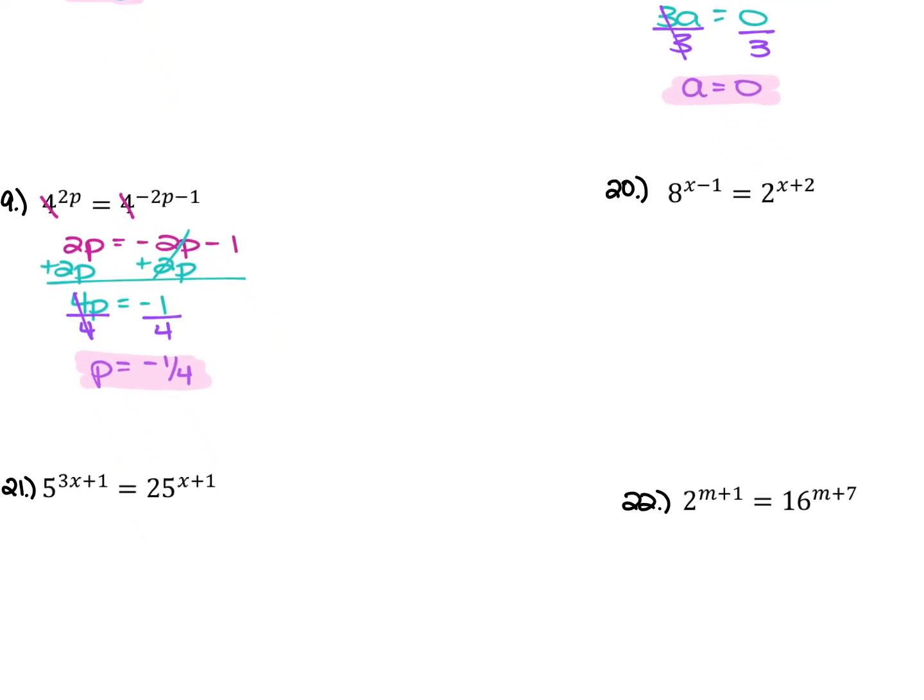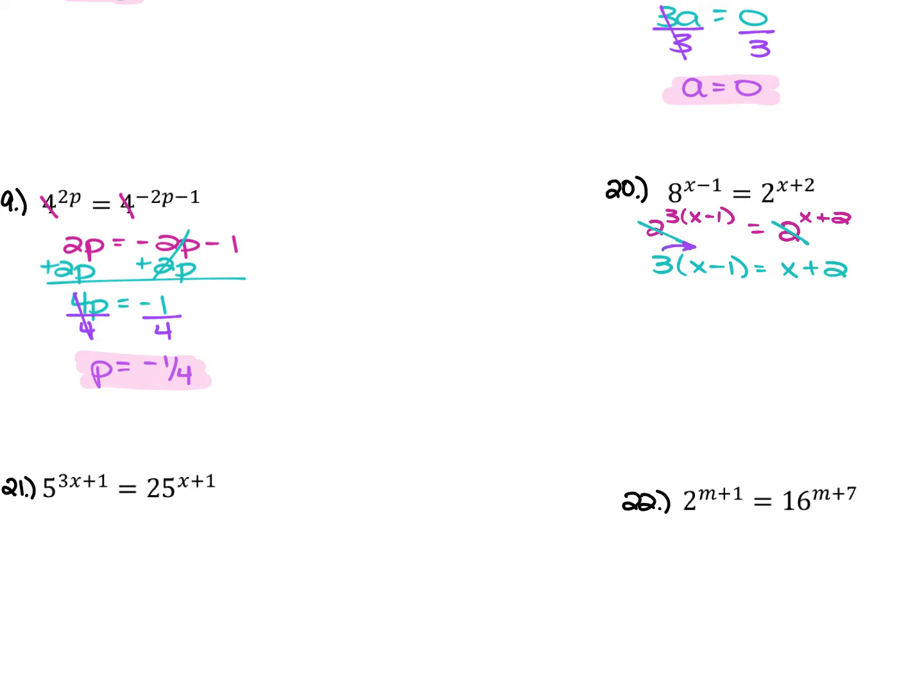For 20, you have 8 to the power of x minus 1 is equal to 2 to the power of x plus 2. For this one, your bases on both sides are not the same. You need to turn that 8 into the same base as that 2. So that 8 is the same thing as 2 cubed. This becomes 2 to the power of 3 times x minus 1 is equal to 2 to the power of x plus 2. Now that your base is the same on both sides, you can cancel them out and just work with the 3 times x minus 1 is equal to x plus 2.